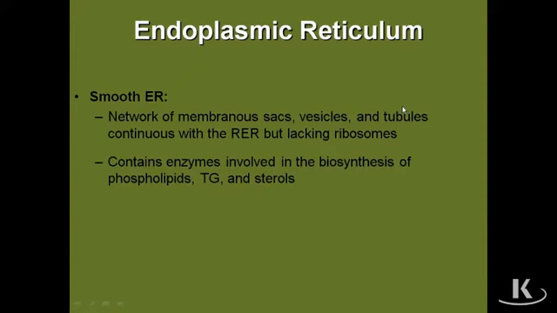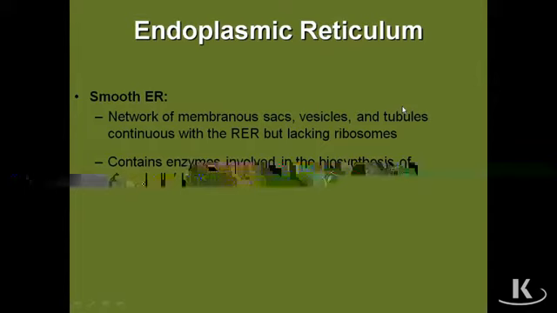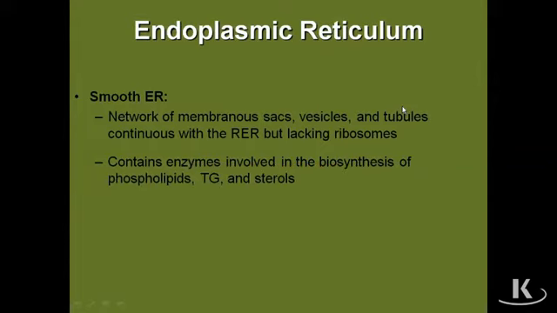Smooth ER, on the other hand, looks like rough ER, but lacks the bound polysomes or ribosomal association. And one of the functions of smooth endoplasmic reticulum, its major thing, is to produce steroid-based hormones, but it's also associated with a wide variety of other biosynthetic reactions. So first off, let's compare the two.